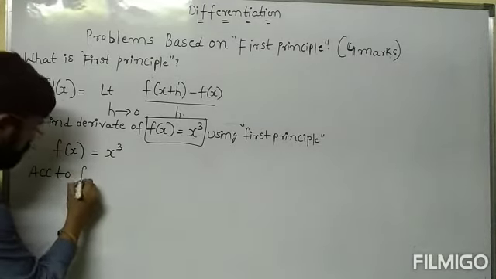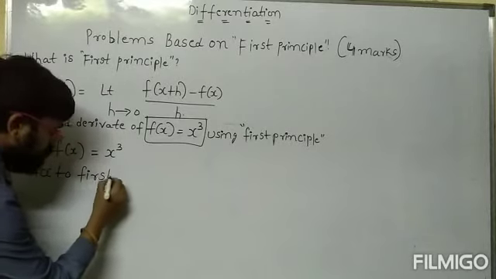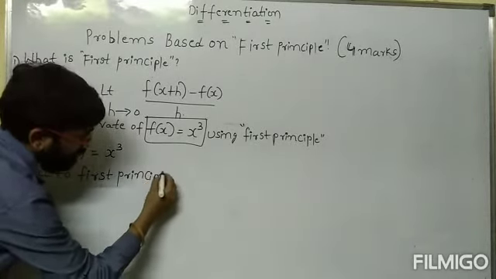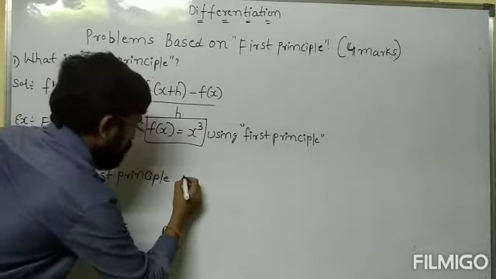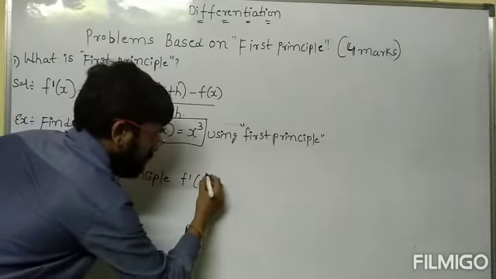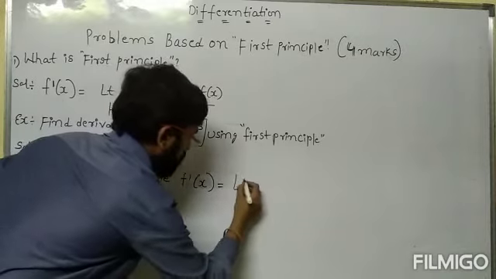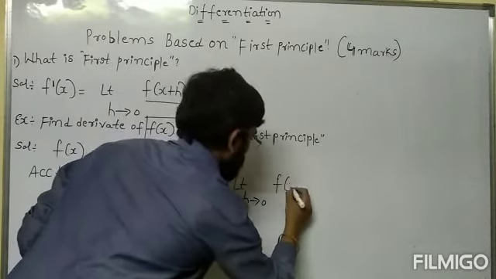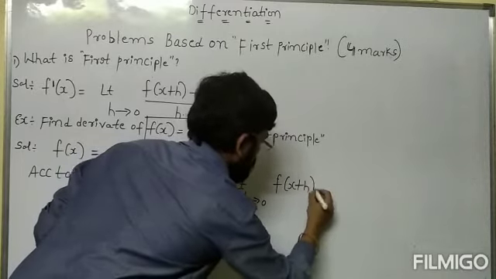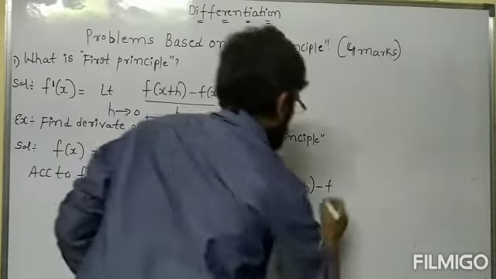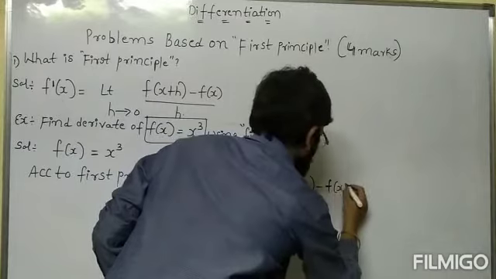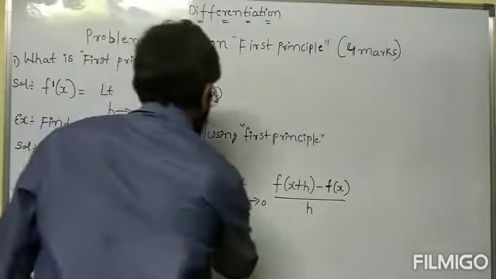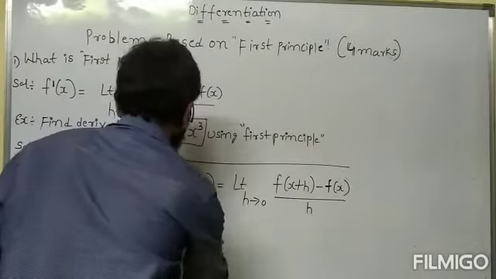According to first principle, f dash of x is equal to limit h tends to 0 of f of x plus h minus f of x by h. This is the first principle formula.